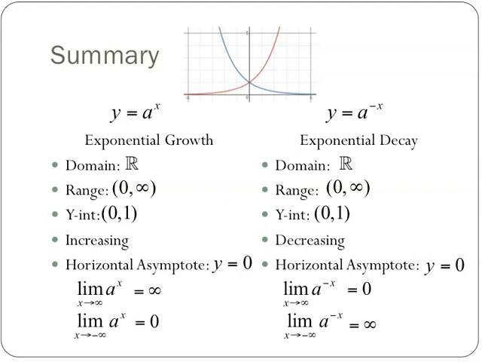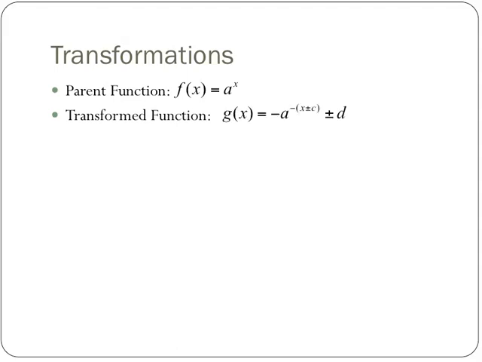Okay, so let's talk about transformations of exponential functions. Now we've talked about different types of transformations and they apply to exponential functions just the same. So if you have a parent function, f of x equals a to the x, and here's the transformed function. So let's say we have all the different transformations in there. So a negative out in front versus a negative in the exponent, they're both reflections, but if it's out in front, it's in the x-axis. If it's in the exponent, it's in the y-axis.